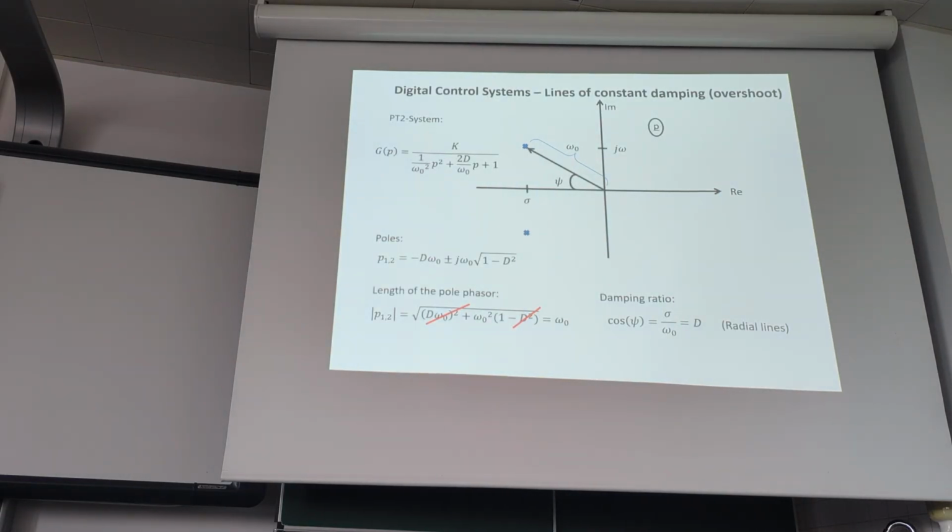So if we remember the situation that we have for continuous systems, then for example a PT2 system has this transfer function here, k over a second order polynomial in the denominator. So we have 1 over the natural frequency squared times p squared plus 2d over natural frequency times p plus 1. So k is the amplification factor, omega 0 the natural frequency, and d the damping factor.